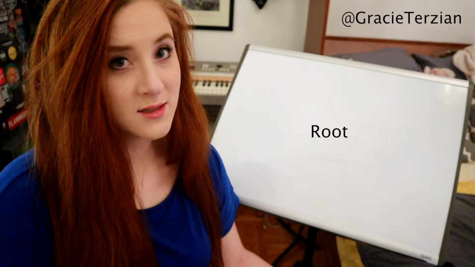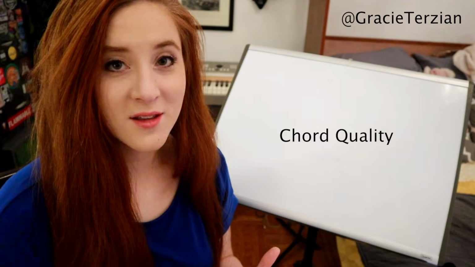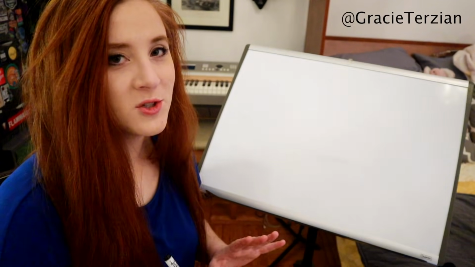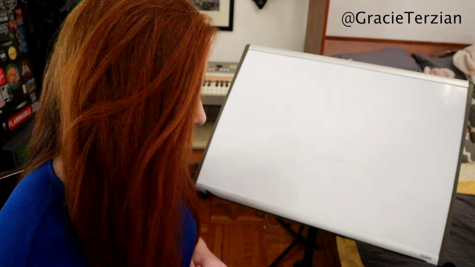A chord has 2 parts to it. The first half is called the root. It's the note that the chord is built from. The second half is called the chord quality. This tells us all the information about what type of chord it is. Just to quickly make sure we know the difference between the 2 parts, I'm going to write out some random chord names.